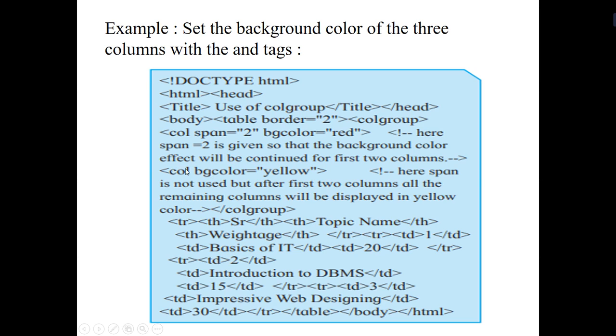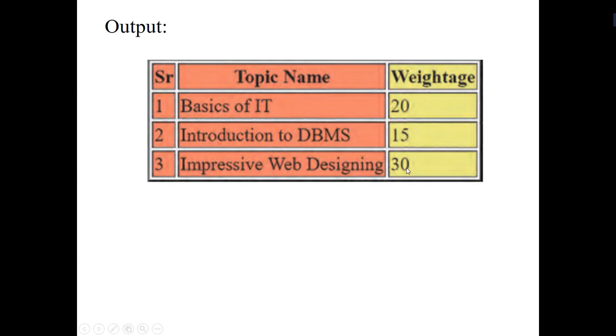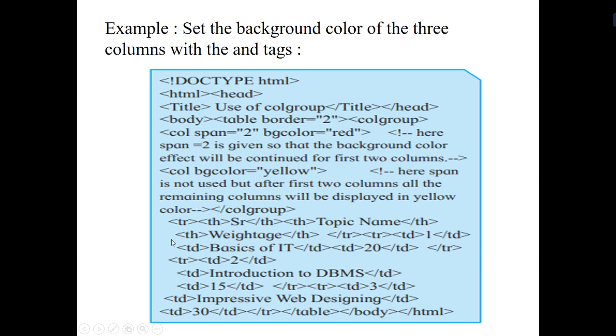Then after that, if you use col bgcolor equal to yellow, here span you have not used. So after your first columns, all the remaining columns will get displayed in yellow color. If you don't give the span attribute, your color will be applied to the whole document. So here we have only one more column, and that column is assigned the background color as yellow.